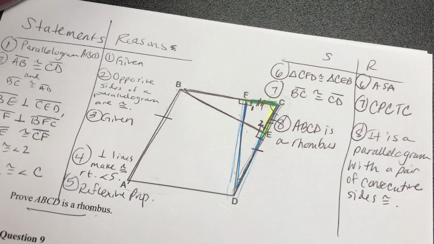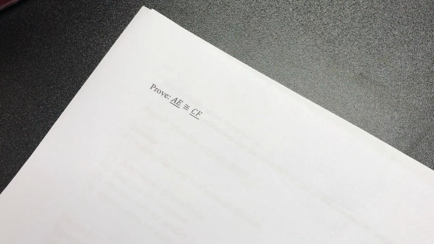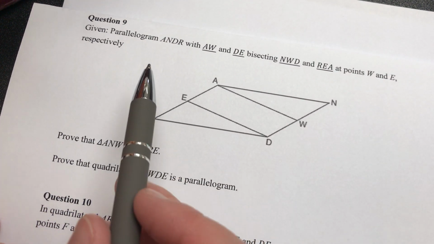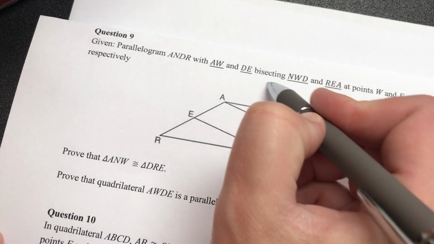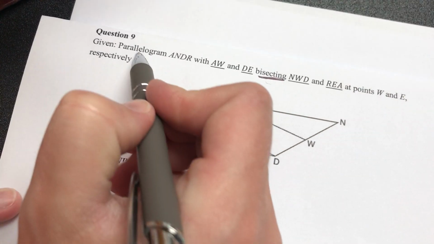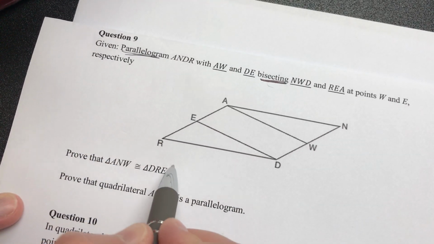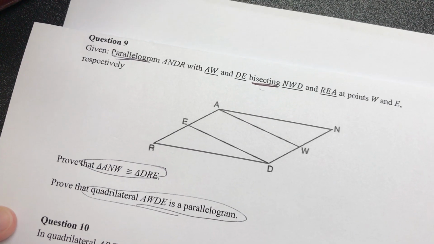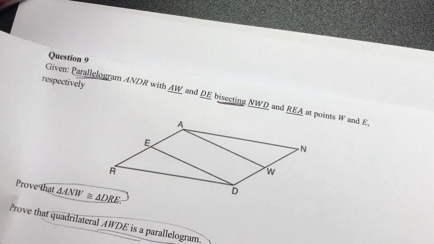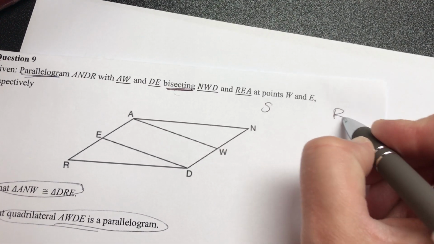Okay. Next one, another proof. This is lots of proofs in this part of the unit. So question 9. Given parallelogram ANDR with AWDE bisecting. I'm definitely underlining that word right away. Parallelogram we talked about in the last proof. We need to prove that these two triangles are congruent, and then also that it's a parallelogram. So this is nice because they kind of mapped it out for you. They told you which order to go in, which is kind of helpful.